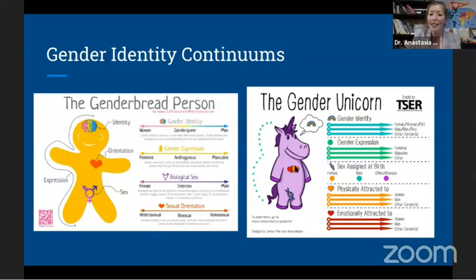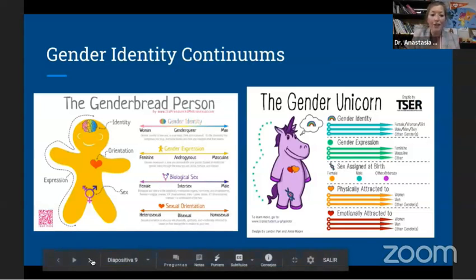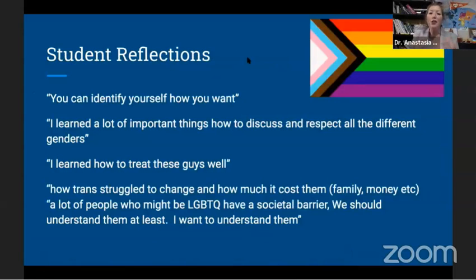And as I did this more, I got more into the gender unicorn, which is a bit more complex. But again, depending on your classroom diversity, depending on the culture, even depending where in the world you are, you may want to use all or part of these different gender identity continuums to be able to not just explain gender identity, but also to give a space for students to understand and explore for themselves. And so I have a few student reflections, actually.